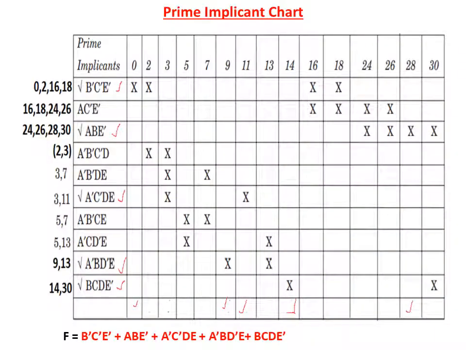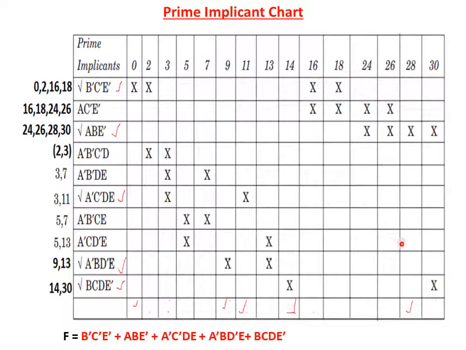This is the prime implicant chart. The prime implicants are written here and the corresponding minterms are written here, and the minterms are represented in the rows, and we are putting the cross mark in each row. For example, for 0, 2, 16, 18 we have written the check marks here, the next one 16, 18, 24, 26, next 24, 26, 28, 30. So we are writing the check mark for each row. Then these are the minterms we obtained from tables 3 and 4.